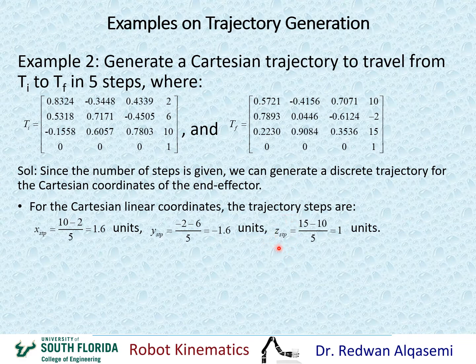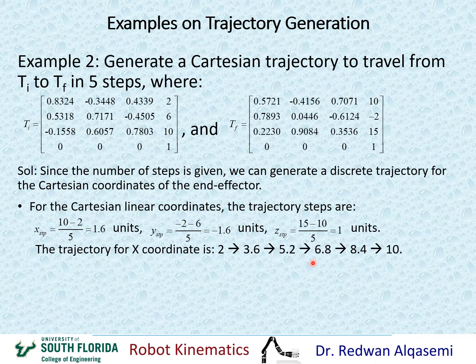Now in the z direction, the z step equals z final minus z initial. Z final here is 15 and z initial is 10, and that's divided by the number of steps, which is 5, and that gives me 1 unit in the z direction. Now I can go ahead and construct the trajectories for each one of the coordinates.